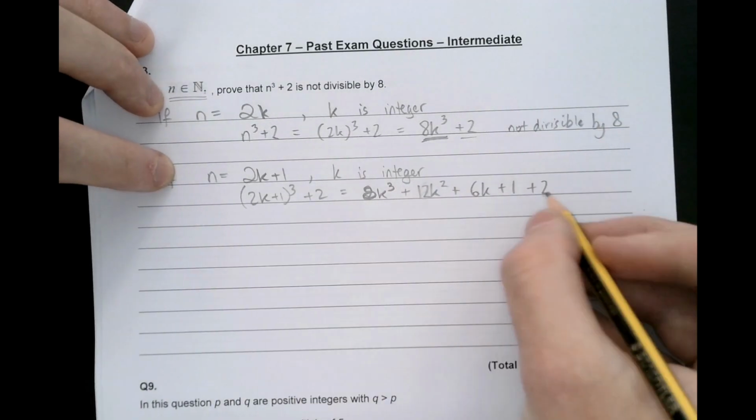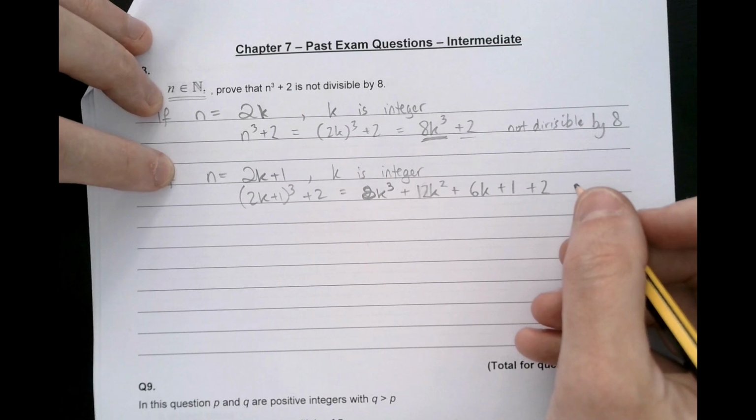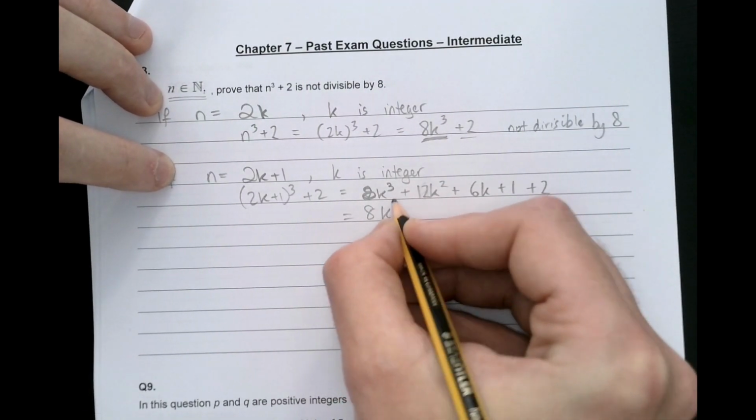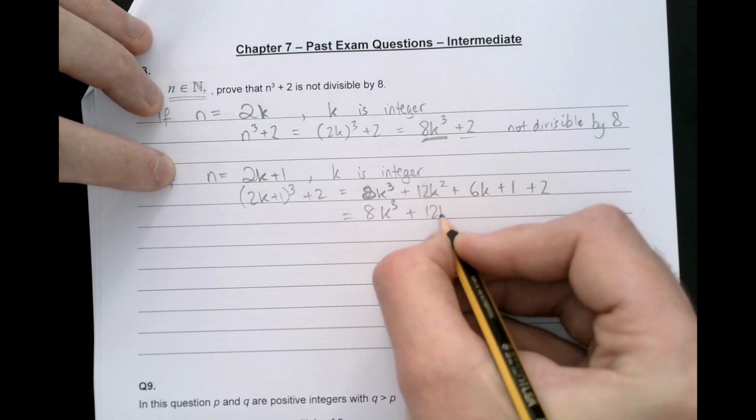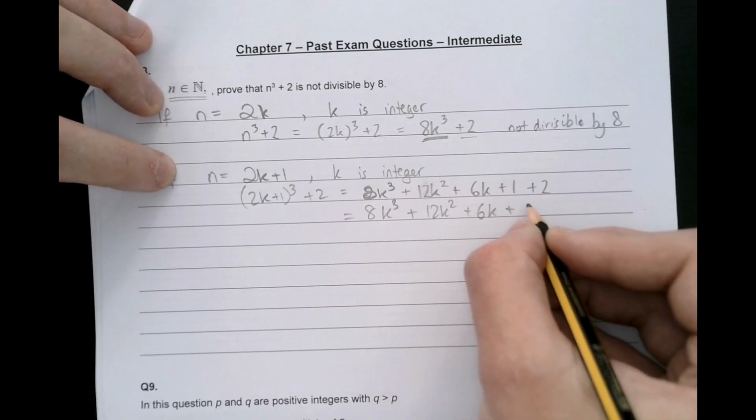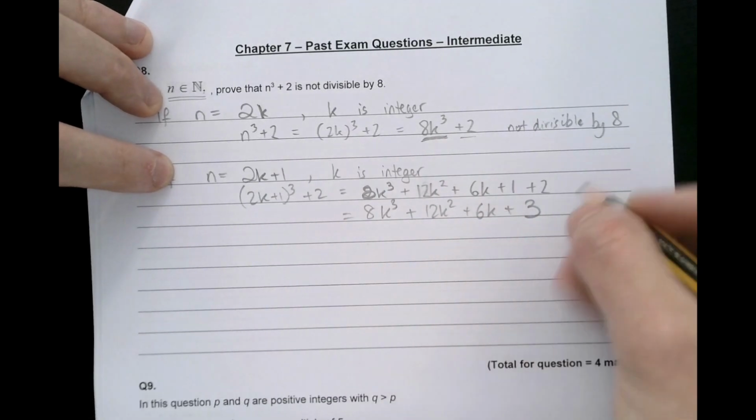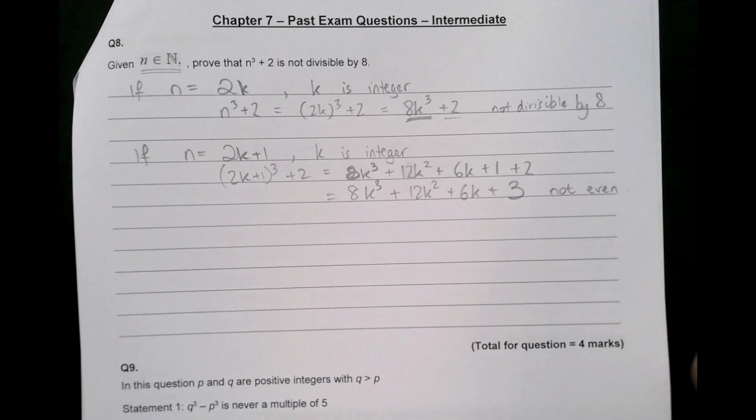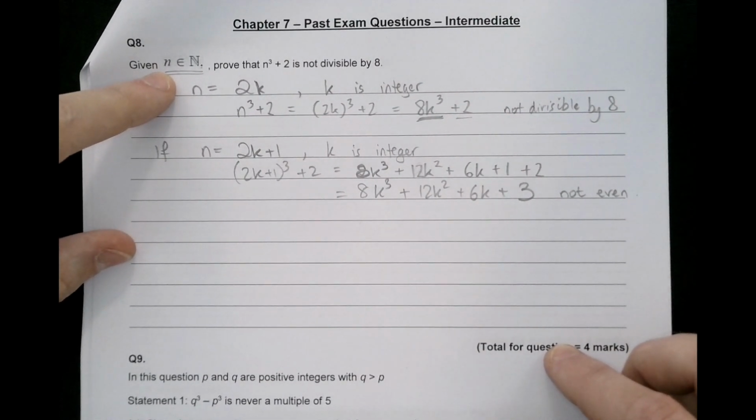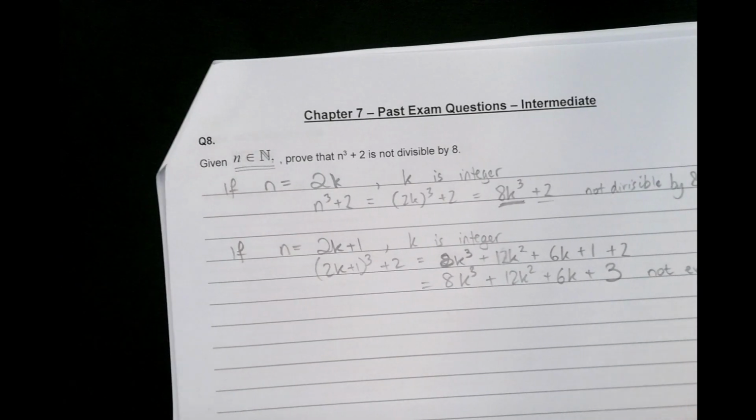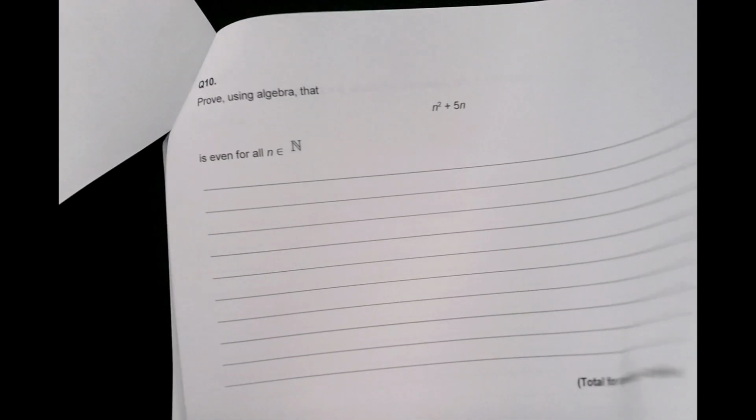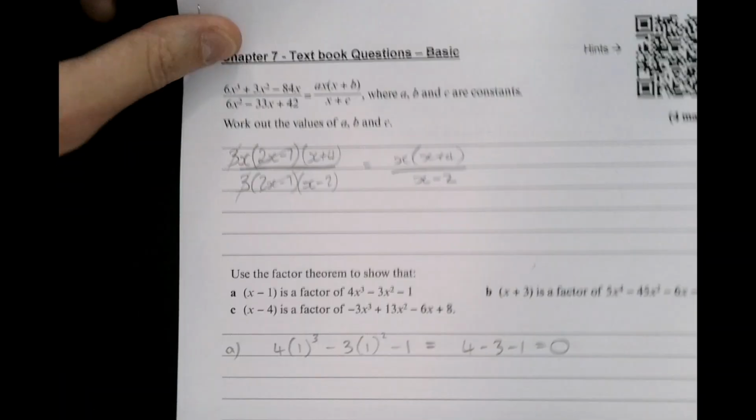This isn't even. This is 8k cubed, so even, odd. If you add 3, this is not divisible by 8. It's not even. So all of the questions which have this kind of thing, positive integers, split them into odds and evens. Okay, that's that for that one. Enjoy.